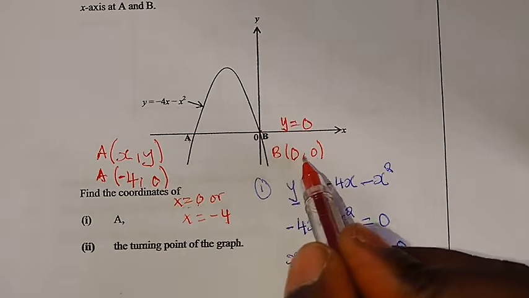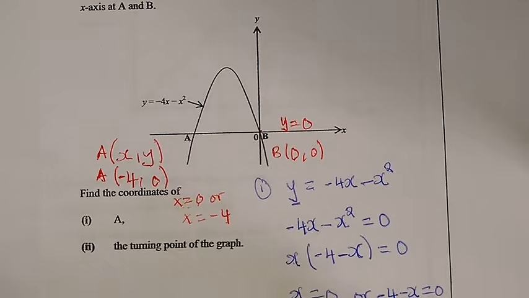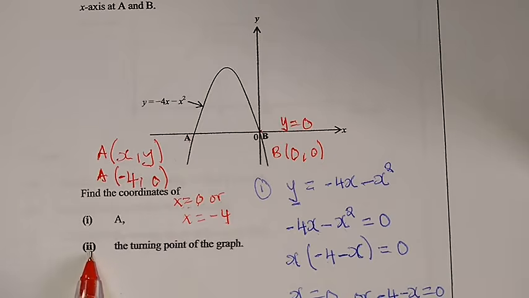So x is equal to 0. Then this 0 is for this y. Okay, so we have answered our question A1. Let us now answer our question 2.